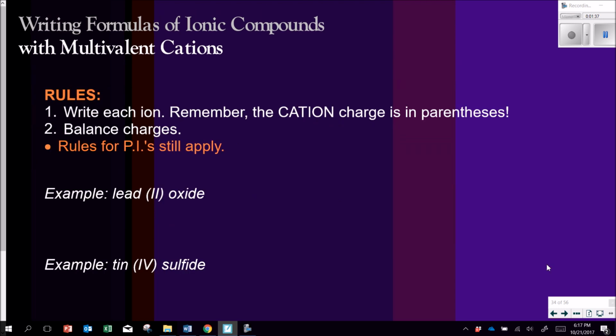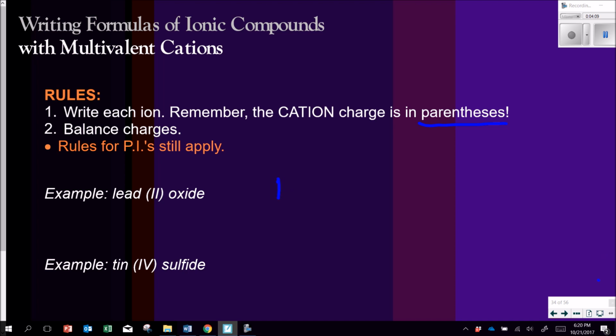To write formulas for ionic compounds with multivalent cations, we use the same rules as we learned before. We write each ion, but we remember this time that the cation charge is in parentheses. Then we balance the charges as usual, and the rules for polyatomic ions still apply just the same. Let's do a couple of examples.